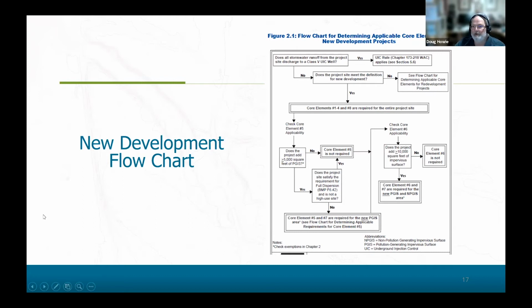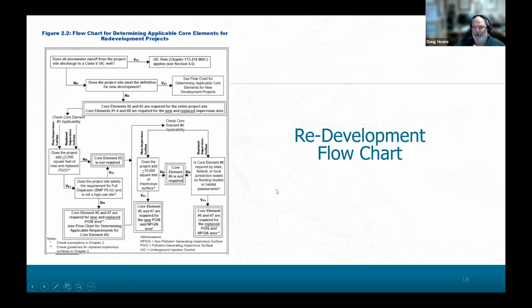We have a similar flow chart that's quite a bit more convoluted than the new development flow chart. This is for redevelopment. Again, we have the same starting question about class 5 UIC wells. And then does the project site meet the definition for new development? And if yes, we should have stayed on that old one. No, we're on this one now.